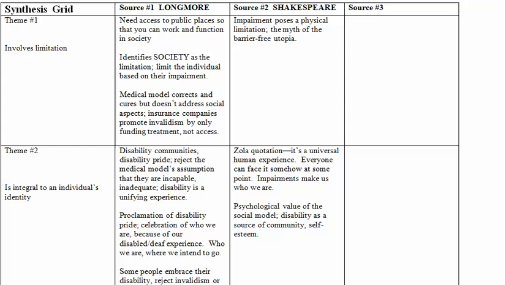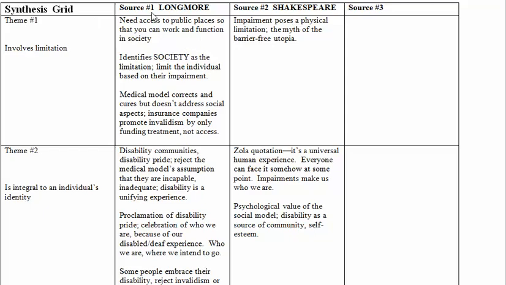This course emphasizes drawing connections between multiple texts. And so one way that you can do that is to not think about moving from text to text as you're discussing whatever topic you're discussing, but to think about moving from idea to idea and thinking about how different sources respond to different ideas. So you'll see that the synthesis grid is organized in this way. In the left-hand column, you have themes, and then going across horizontally, you have sources.